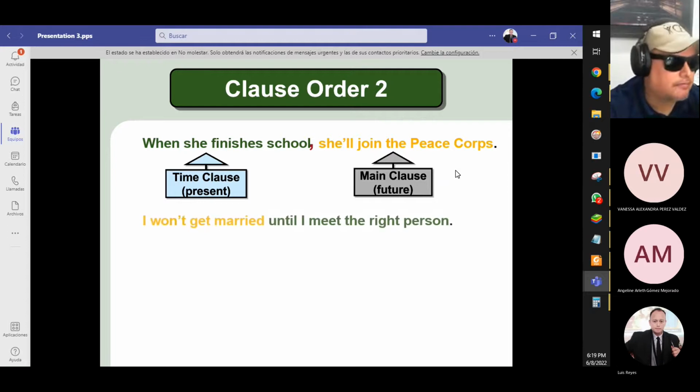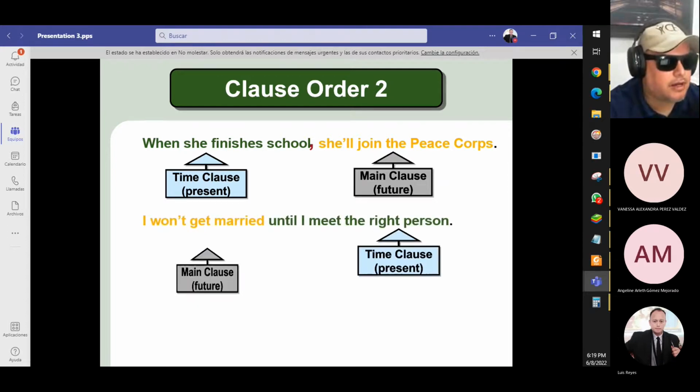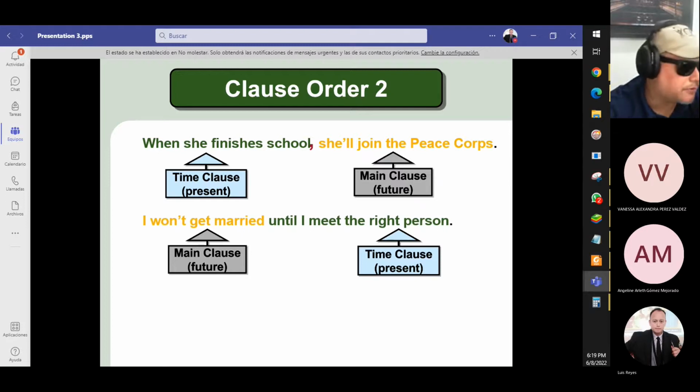Okay. Same thing here. I won't get married. That's going to be the main clause. It's in the future. Future negative, but it's future. Until when? Until I meet the right person. Meet is in the present. I meet. Si fuera he, she, or it, dijera meets. Pero como es I, you, we, they, una de esas cuatro, meet singular. Until I meet the right person. Time clause will always be in the present.